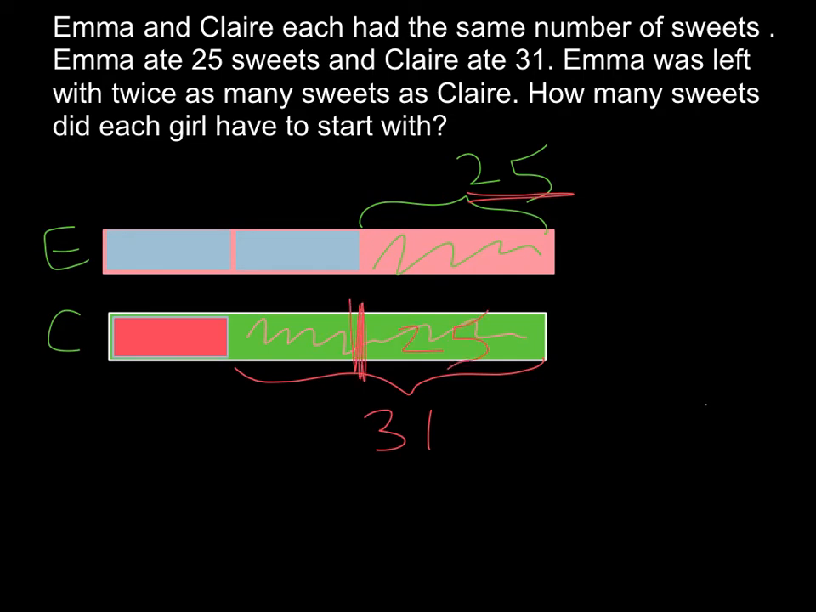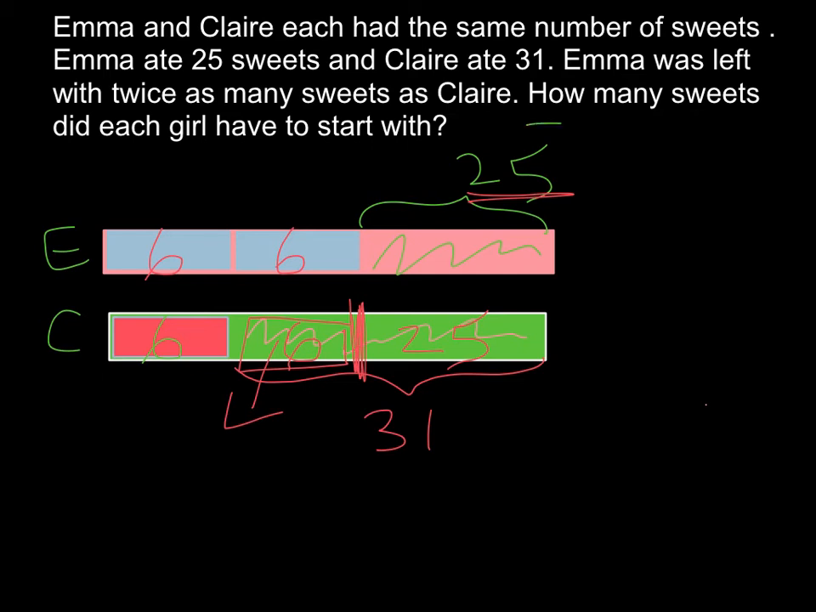So this is 25. What I need to work out is what is here, and I can do that by looking at the maths I've got. If they both ate 25 and I'm looking at what extra Claire ate, because she ate more than Emma did, I know, again, using my difference skills, that the difference between 25 and 31 is 6. And so if this amount here is 6, then this is 6, and this is 6, and this is 6.